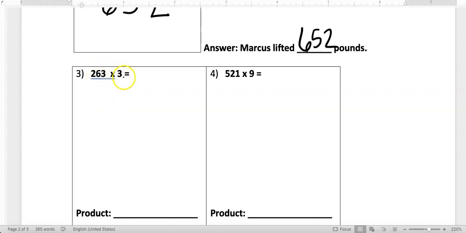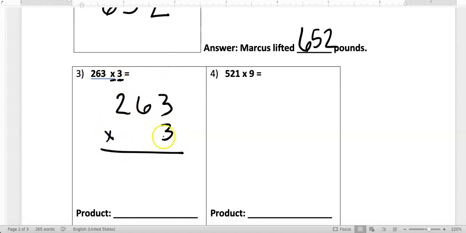Coming down to number 3. 263 times 3 equals. 263 is my larger number. I'm going to put that up top. My 3 ones goes in my ones place. Don't forget your operation symbol there. I'm going to start in the ones place. 3 times 3 is 9. Coming over to the tens place, 3 times 6 is 18.